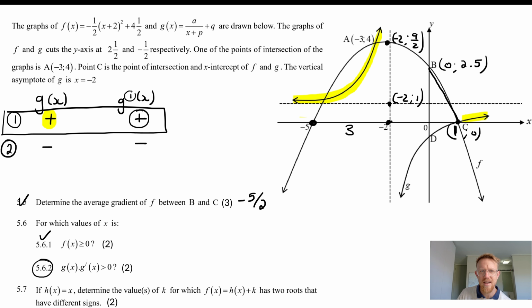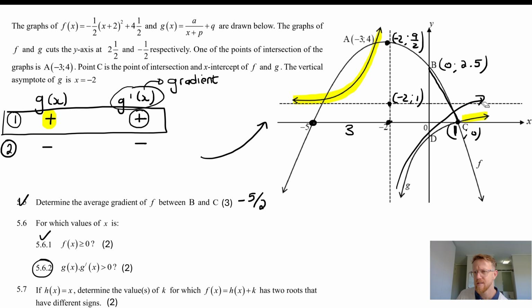Now, what is that? Well, remember, this here is your first derivative, which actually just means gradient. So can you see that this hyperbola has a positive gradient everywhere? Can you see that the gradient, it's always going upwards? Even over here, it's still going upwards, okay? So this hyperbola's gradient is positive everywhere.